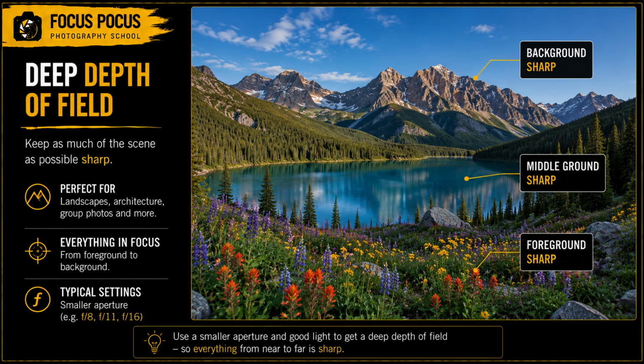A deep depth of field is usually preferred for landscapes, architecture and group photographs. In these situations, you often want as much of the scene as possible to appear sharp. A landscape photograph, for example, might include flowers in the foreground, a lake in the middle distance, and mountains on the horizon. Using a deeper depth of field allows all of these elements to appear acceptably sharp together, helping the viewer explore the entire scene. So what actually controls the depth of this sharp zone?